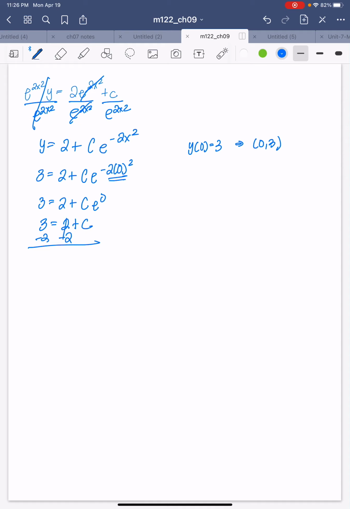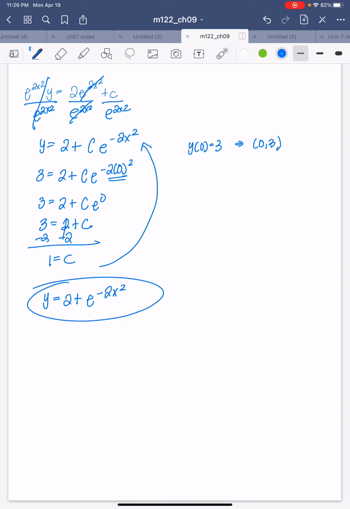Subtract 2, I'm going to end up having c as 1. So in other words, my particular solution will end up being y is equal to 2 plus c, where c is 1, times e raised to the negative 2x squared. That will be my final answer.